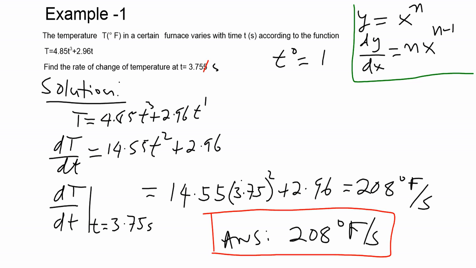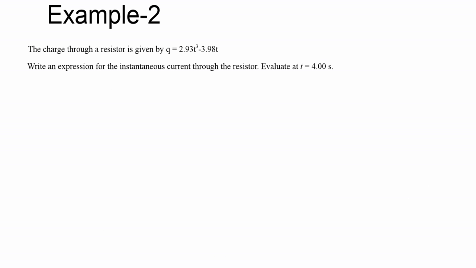Let us look at example 2. We're given the charge through a resistor is given by Q equals 2.93 t cubed minus 3.98 t. Write an expression for the instantaneous current through the resistor. Evaluate at t equals 4.00 seconds. So we're given that.